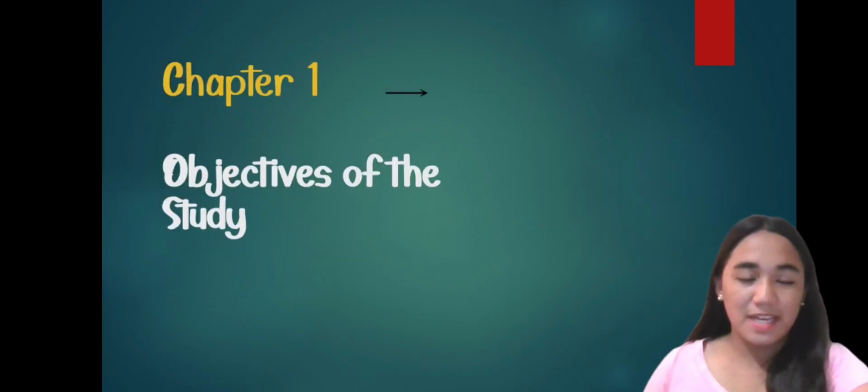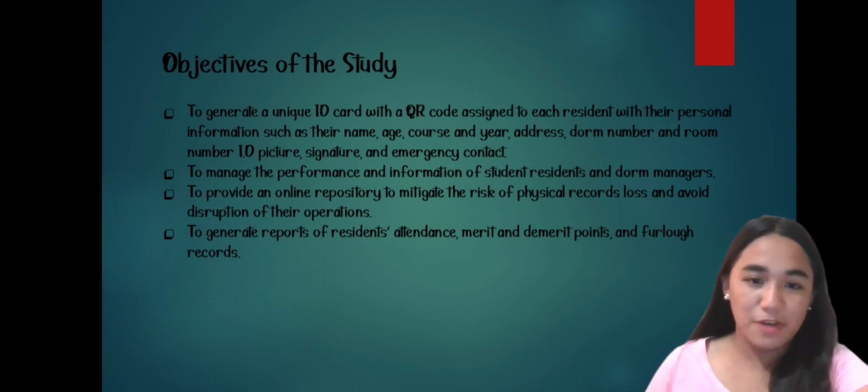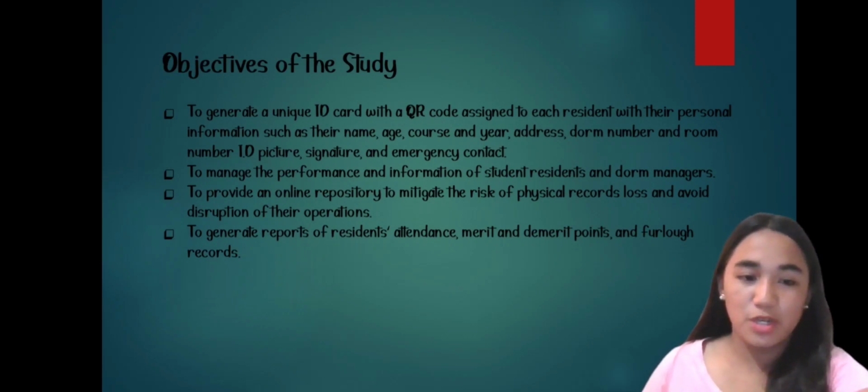The objective of the study is mainly to design and develop a dormitory management system with QR code technology. Specifically, it aims to first generate a unique ID card with a QR code assigned to each resident with their personal information such as their name, age, course and year, address, dorm number and room number, ID picture, signature, and emergency contact. Second is to manage the performance and information of residents and dorm managers. Third is to provide an online repository to mitigate the risk of physical records loss and avoid disruption of their operations. And lastly is to generate reports of residents' attendance, merit and demerit points, and furlough records.